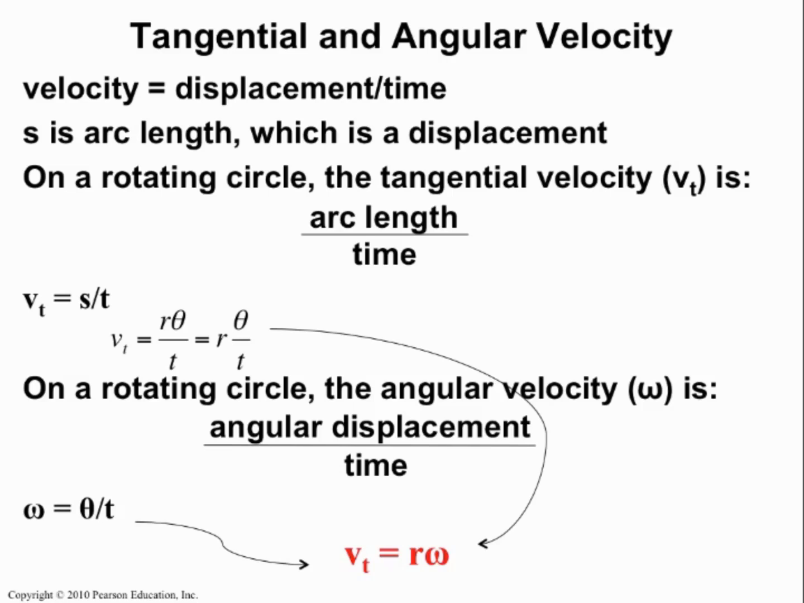And you can see that the tangential velocity will be proportionate to the radius. If you have a big radius for a given omega, you're going to have a very large V_t. If you have a small radius for the same given omega, you'll have a very small V_t. We're going to talk about that a little bit more on the next few slides.